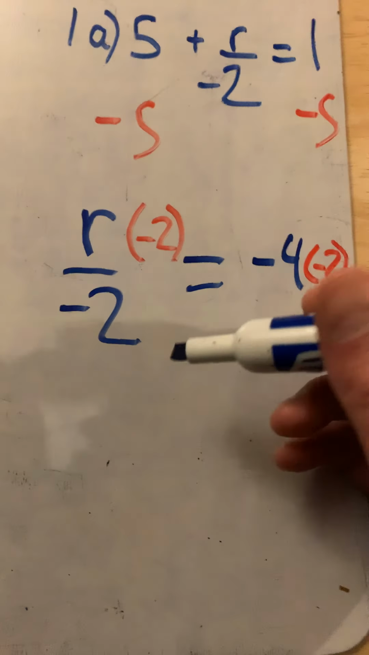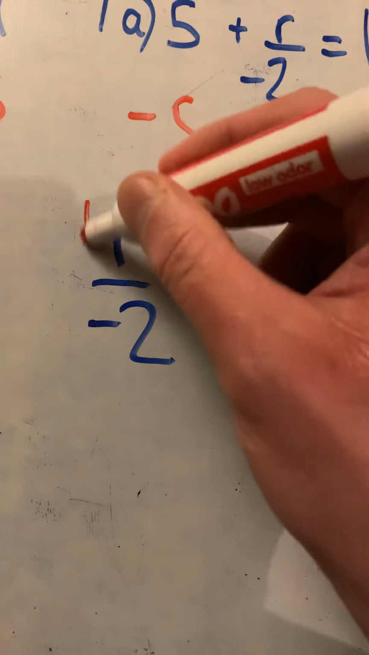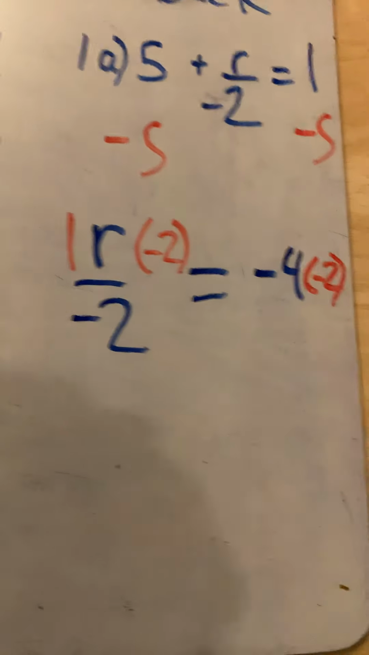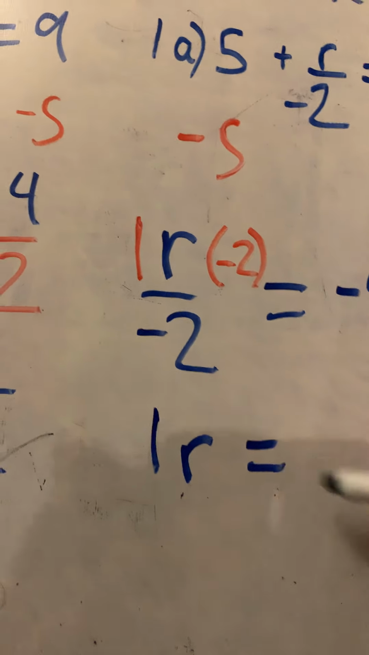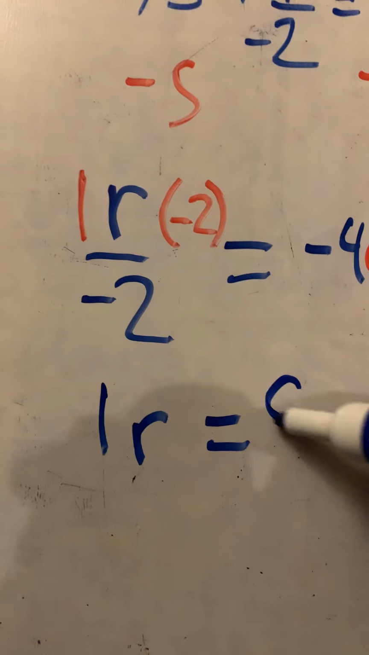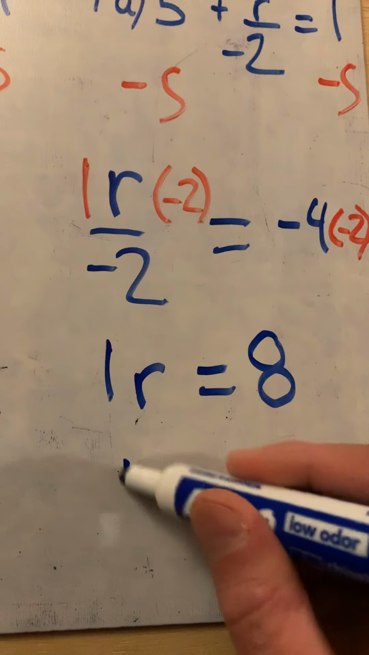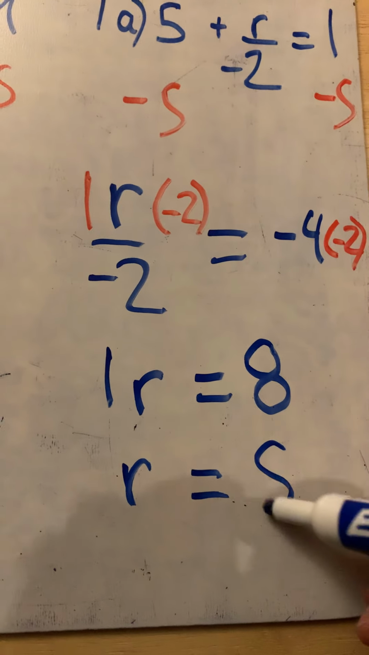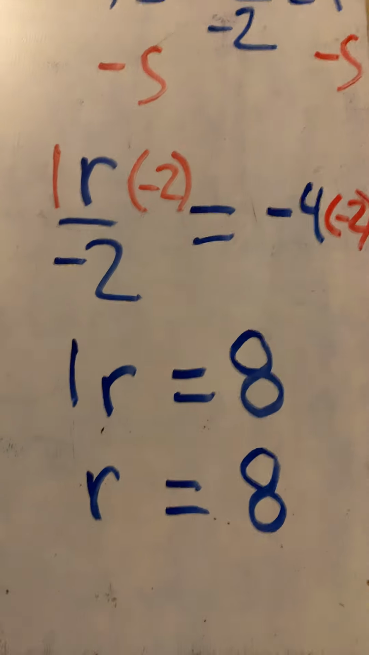Let's see what's left. Remember, even though we don't see it in front of that r, there is a 1, right? So on this side of the equal sign, we're left with 1r. On the other side of the equal sign, negative 4 times negative 2 equals positive 8. Or you can just write that as r = 8. And we're done.